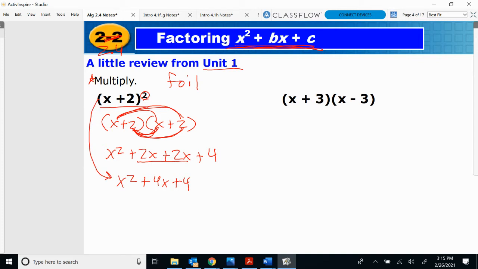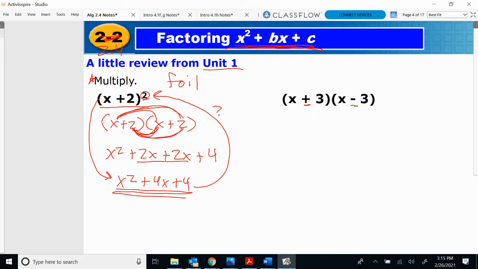Okay, what we're doing today is just going backwards. We're going to be given the answer and we're going to go backwards to figure out what it looked like before all the multiplying took place. Okay, so that's one type we're going to work with. Another type we're going to work with was these problems here, where they almost looked identical, but one was addition and the other was subtraction.